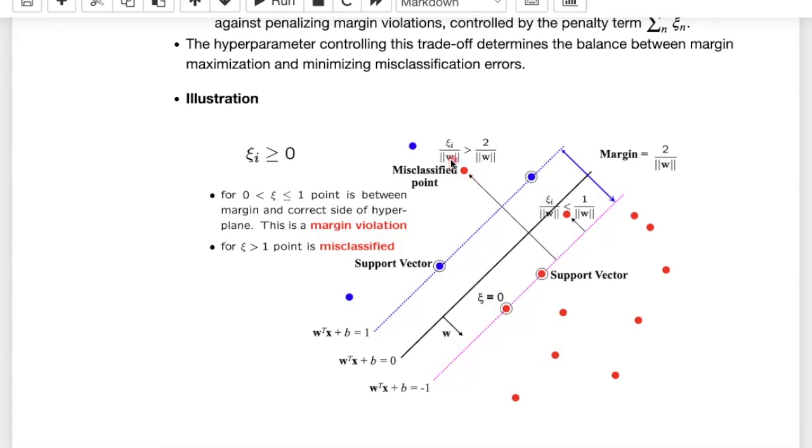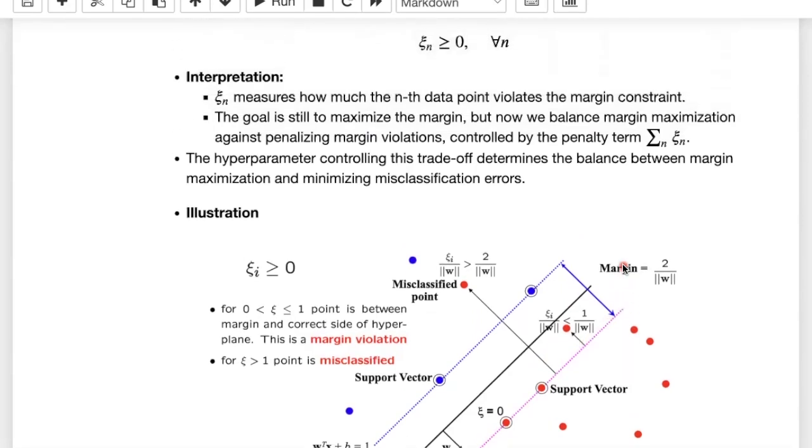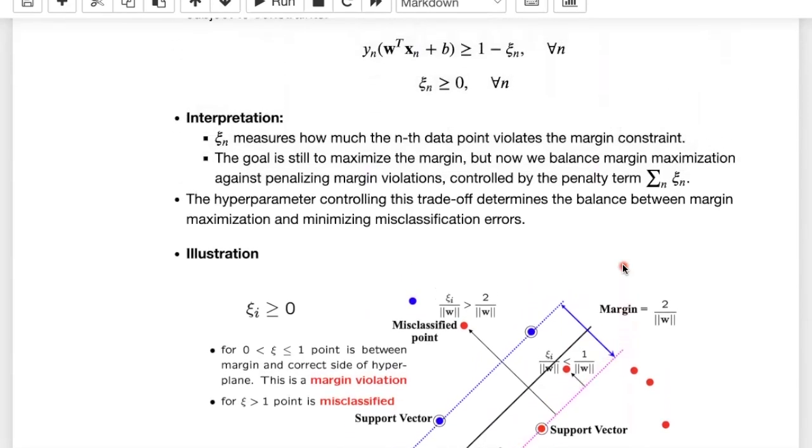The same thing happens here with this red one. In this case, we have a large amount of violation. You can see that we are even on the wrong side of the decision boundary. And the same thing happens if we have, let's say, a blue point on the wrong side; then we have to consider this violation.